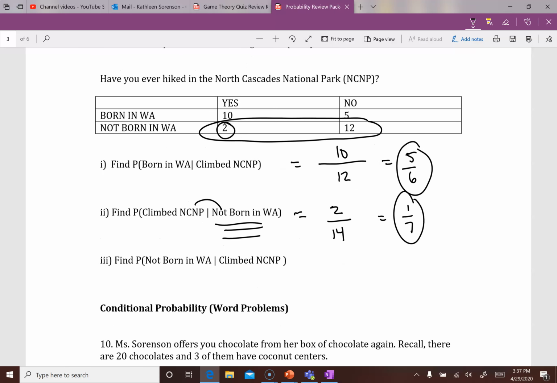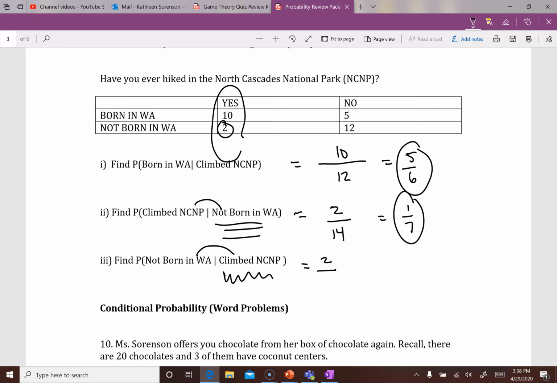Okay, find the probability that not born in Washington given you've climbed the North Cascade National Park. Combine the two, and we're saying not born in Washington and climbed North Cascade National Park. Okay, so that's 2, divided by the total number of people who have climbed the North Cascade National Park. So that would be out of 12, and that's going to be 1/6.